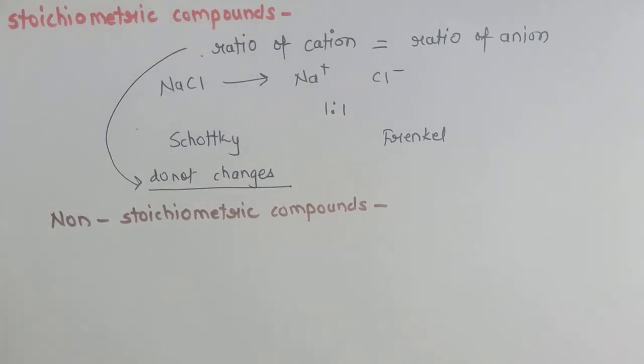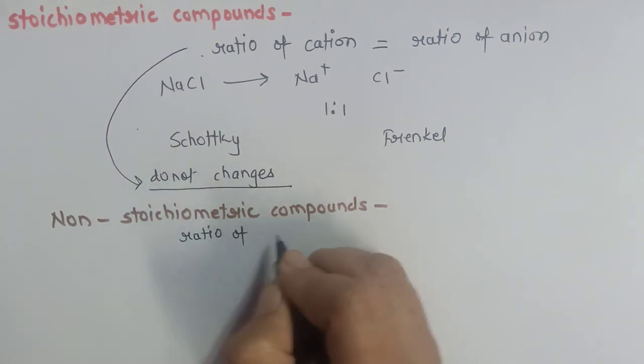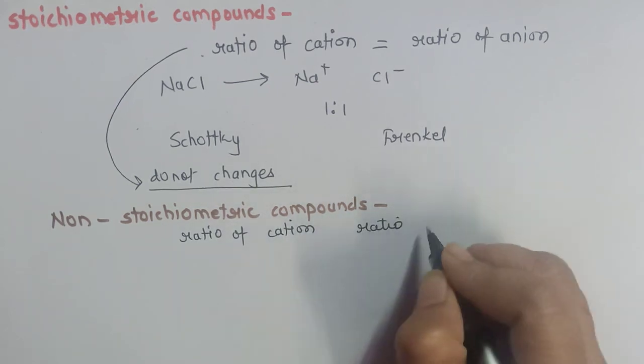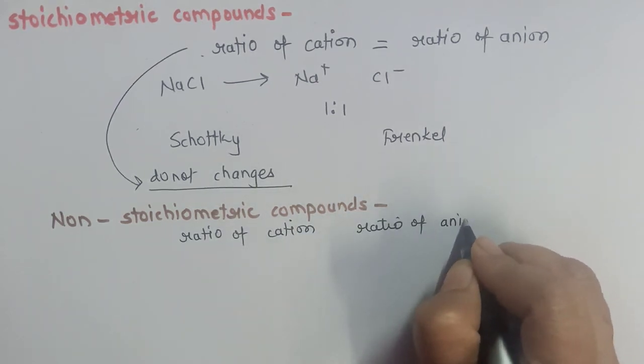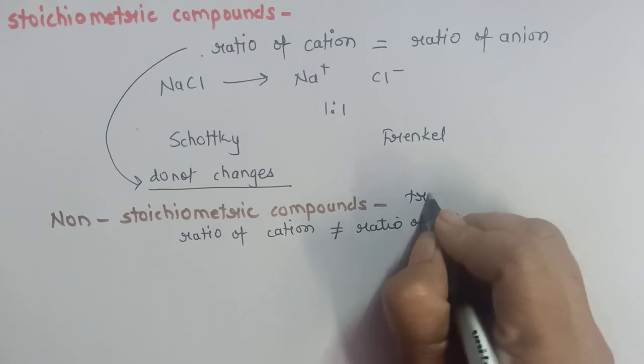So that was all about the defects in stoichiometric compounds. Now we'll discuss the defects in non-stoichiometric compounds. Basically, what do you mean by non-stoichiometric compounds? The ratio of cation and the ratio of anion is not the same. And generally the non-stoichiometric defect is shown in transition metals.